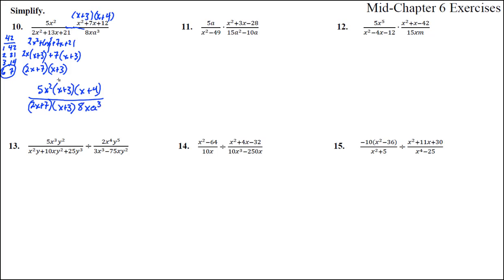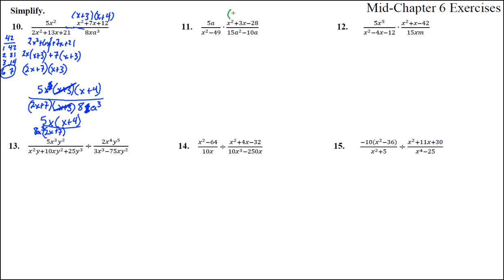And let's see what cancels. The x squared, one of those x's will go away completely. The x plus 3 and the x plus 3 will go away. And it looks like we're going to be left with 5x times x plus 4 on top, and then on the bottom, 2x plus 7 times 8a cubed, which we could put just out in front like that, 8a cubed. Good. Number 11.